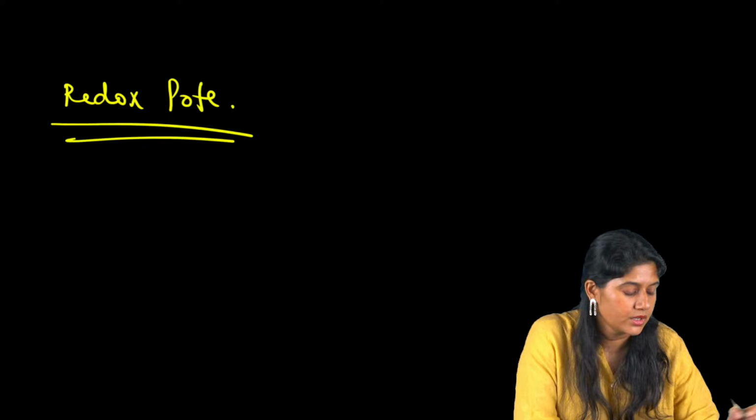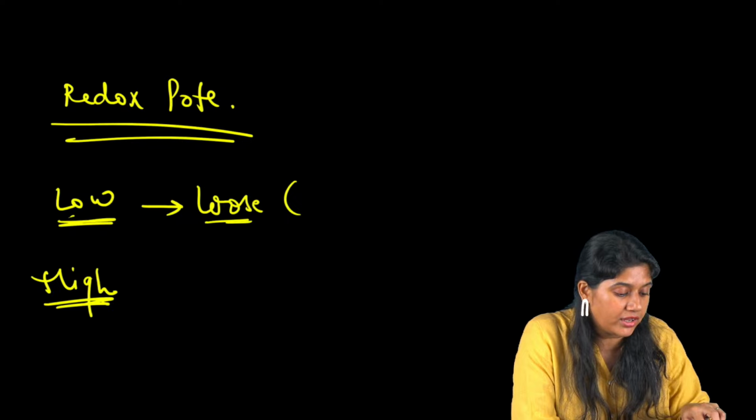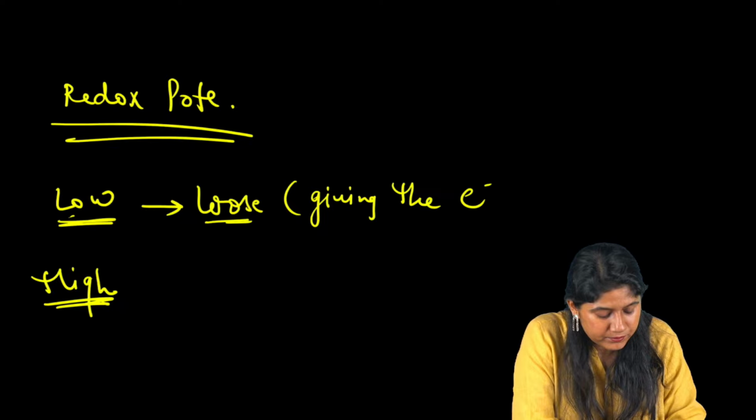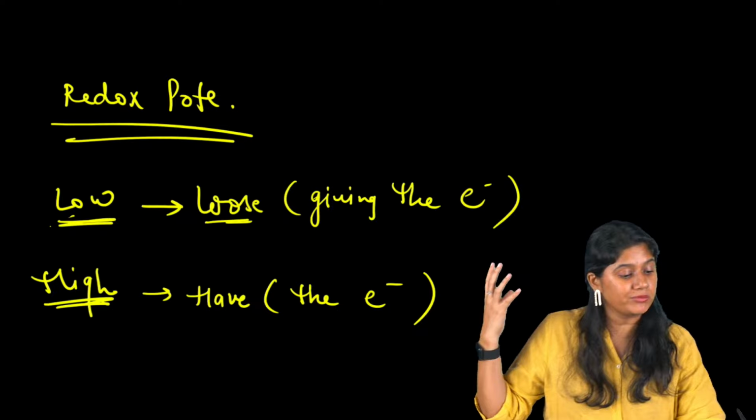We have low and we have high potential. In low, what will happen? Losing, kind of giving the electron. Whereas in the high, it wants to have the electron. So if something is moving from the low to high, we know that the low one has given the electron.